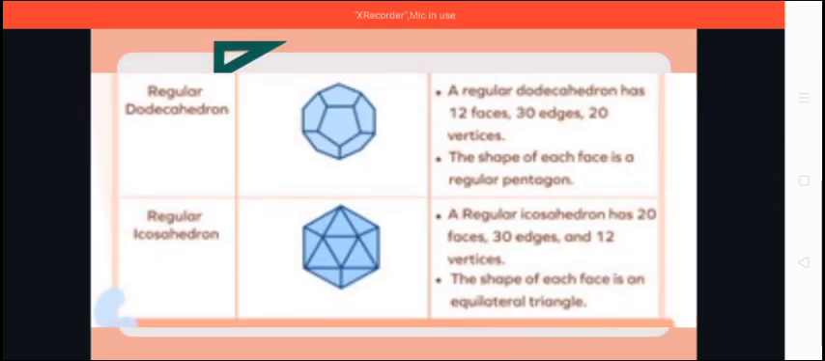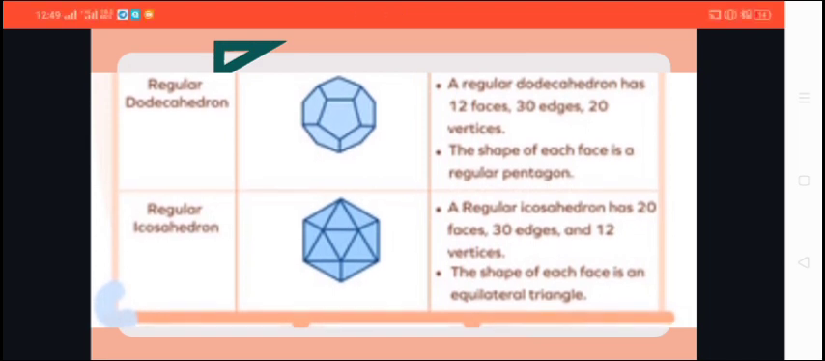The fourth one is the regular dodecahedron. A regular dodecahedron has 12 faces, 30 edges, and 20 vertices. The shape of each face is a regular pentagon. The last one is the regular icosahedron. A regular icosahedron has 20 faces, 30 edges, and 12 vertices. The shape of each face is an equilateral triangle.